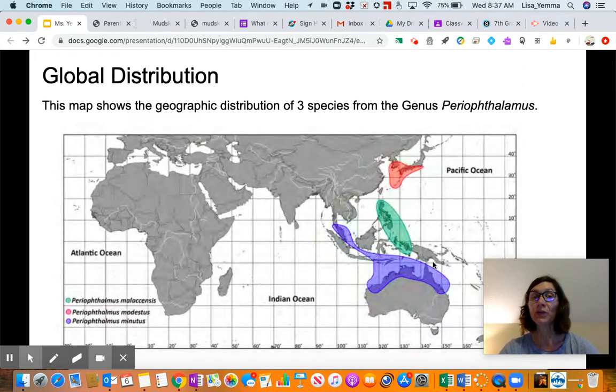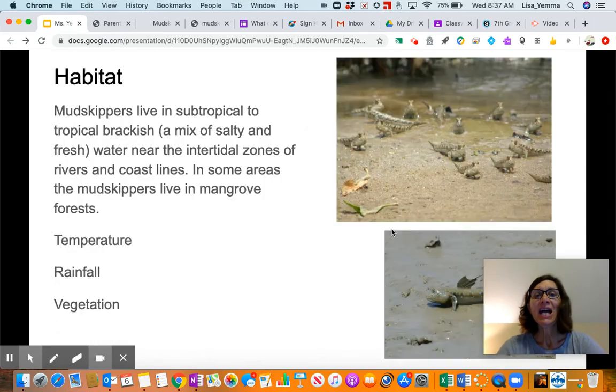Global distribution: where can I find these organisms around the world? And now that we're doing this, here is my virtual field trip, right? I had no clue I was going to go to Singapore when I started this. What's the habitat like in general? So we kind of started with habitat and then we've ended with habitat because now we know so much more.